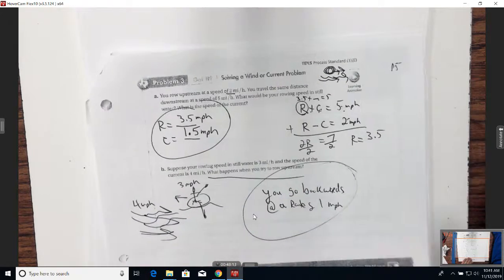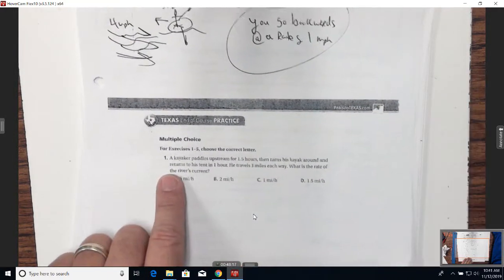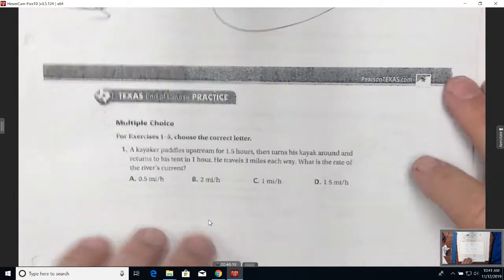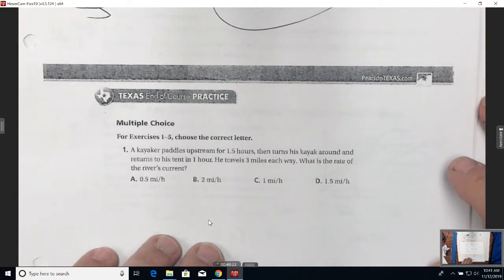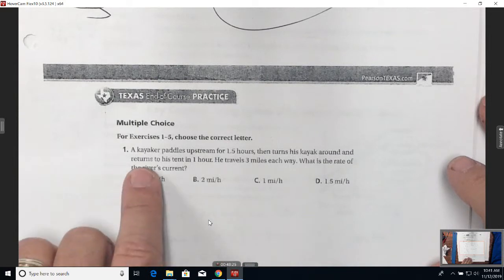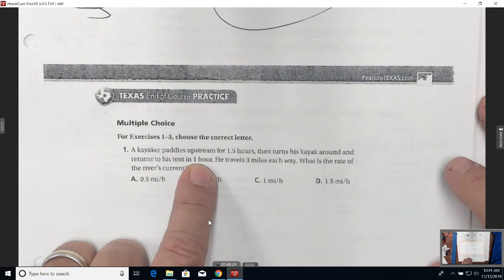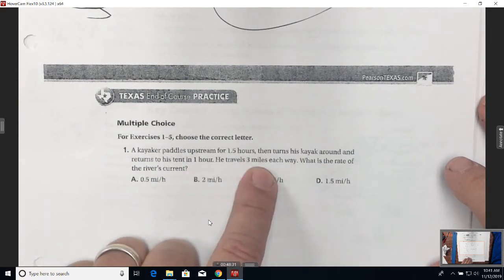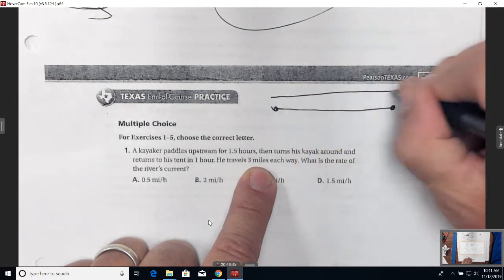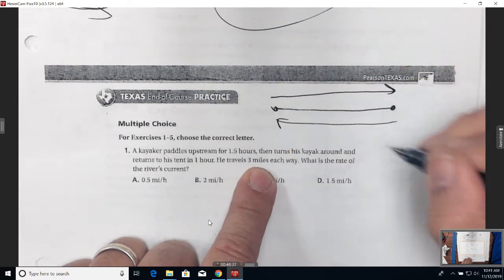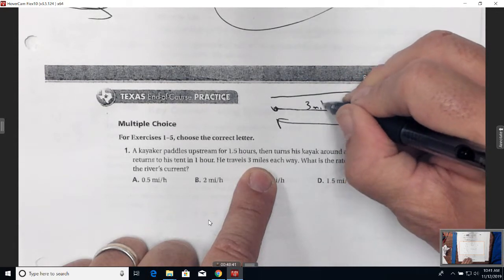Alright, let's see if we can finish this last one then. Here's the last one, and we'll be done with the notes. A kayaker paddles upstream for 1.5 hours. And then he turns around and goes downstream, and it takes him 1 hour. He travels 3 miles each way. So this distance from here to here is where he's going, upstream and downstream. This distance is 3 miles.